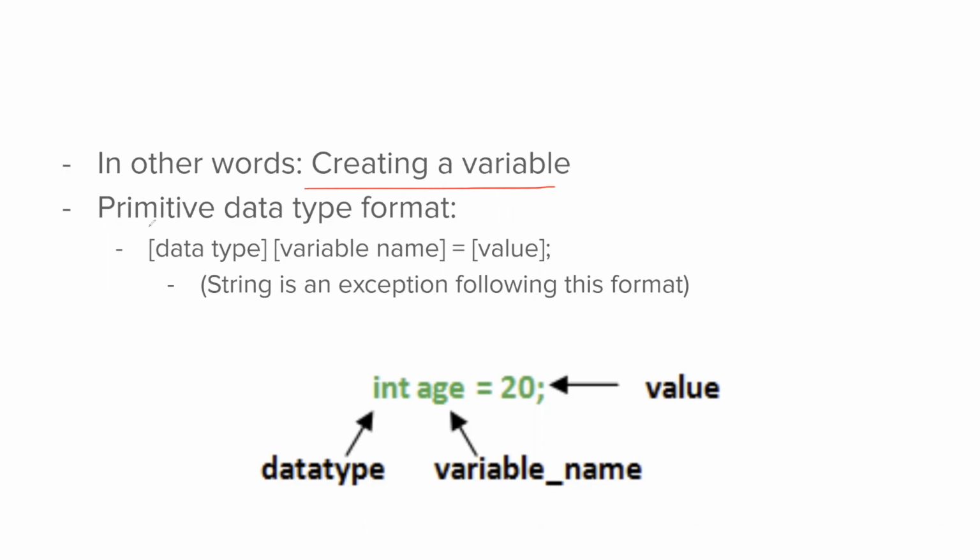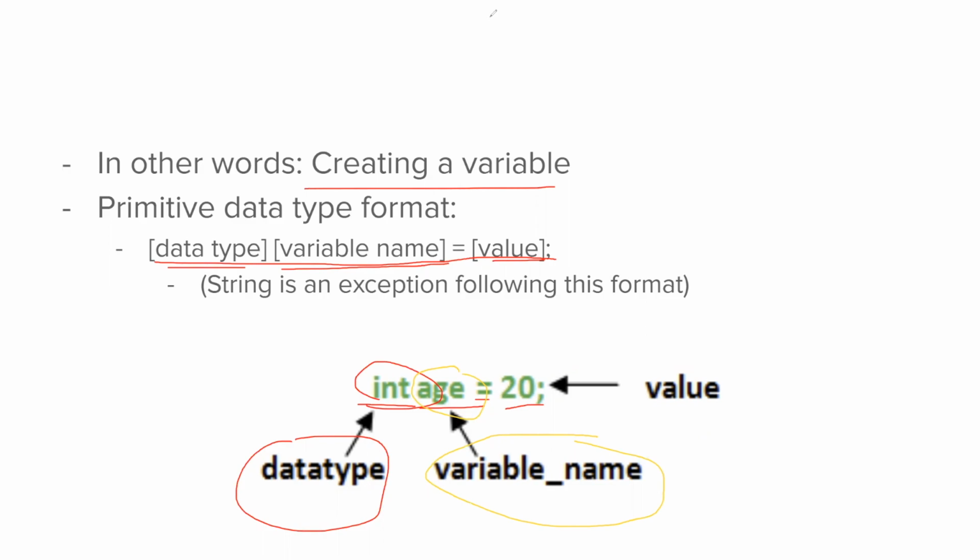So usually, all primitive data types follow the format I said in the last video: data type, variable name, and the value. So if you can see here, int age equals 20. Here's your data type, which is an int. Here's your variable name, which is age.